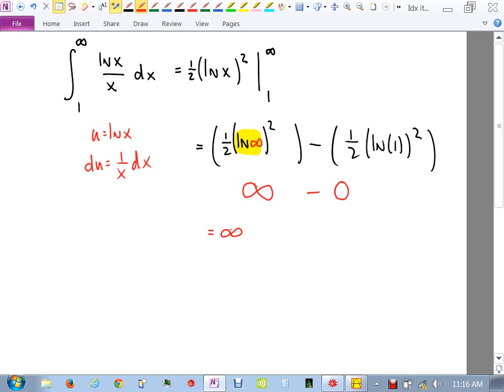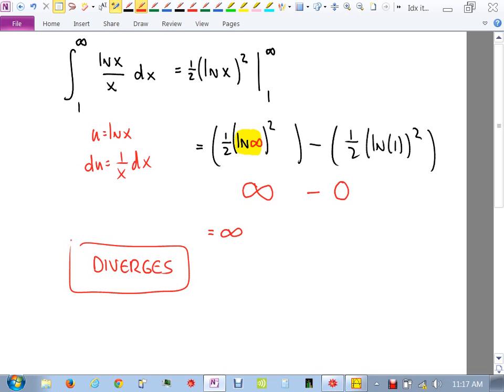Which means that this integral does what? It diverges. No, they don't put infinity, they put diverges. Any others? Yes. Diverges, yes. It's not like I'm going to count it all wrong if you get infinity, but you forget to say diverges. Is it only divergence? No.